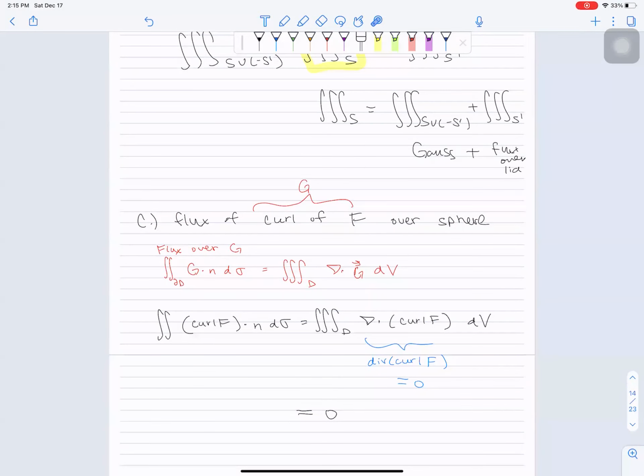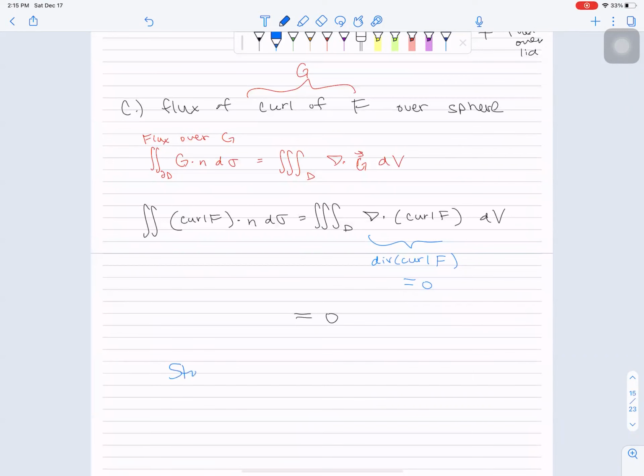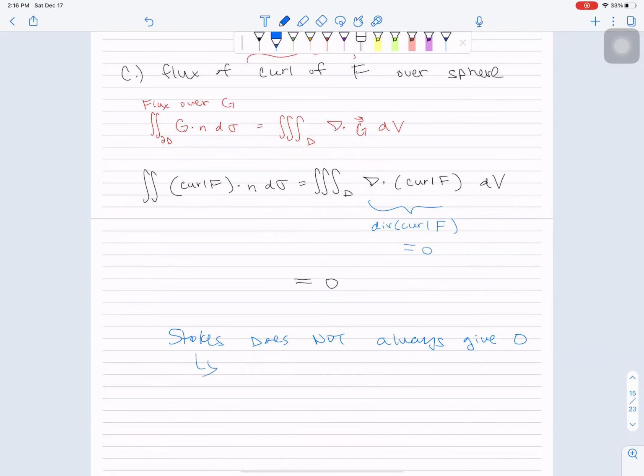The idea is that if you are doing flux of the curl over some closed thing, you'll always get 0. But in general, how come when we use Stokes' theorem, we don't always get 0? It's because we don't always have a closed 3D thing when we're doing Stokes. We always use it when it's flux of curl, but we don't always get 0 as our answer. We get some random number.